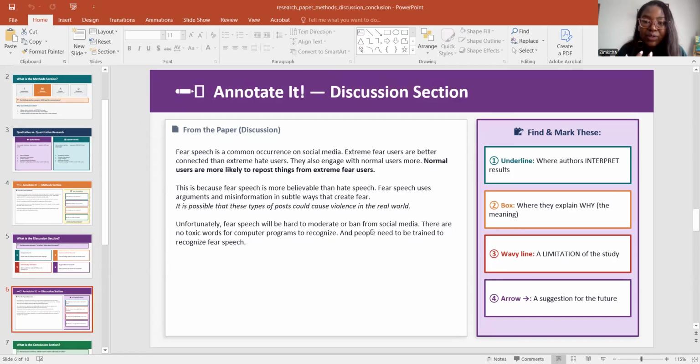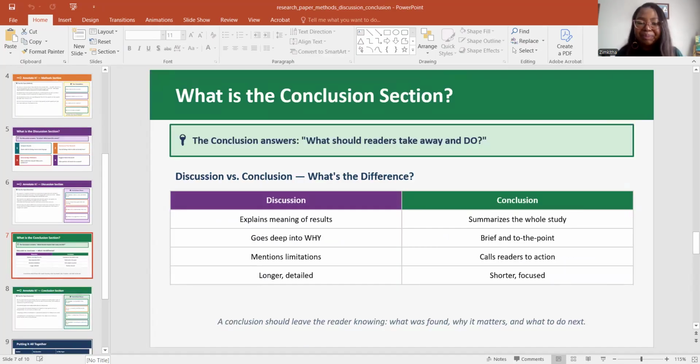So in your discussion, you tell us what the results interpretation were, okay? Why do you say this? And what were the limitations of your study? And what you suggest future researchers should do, okay? And then the last part, conclusion. You guys know the conclusion already. Conclusion, pretty set and standard in English, okay?